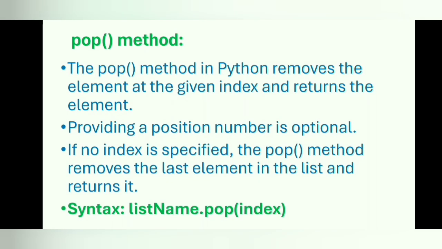Pop method in Python. The pop method in Python removes the element at the given index and returns the element. Providing a position number is optional. If no index is specified, the pop method removes the last element in the list and returns it. Syntax: listName.pop(index). The parameter index is an integer specifying the position of the element you want to remove.